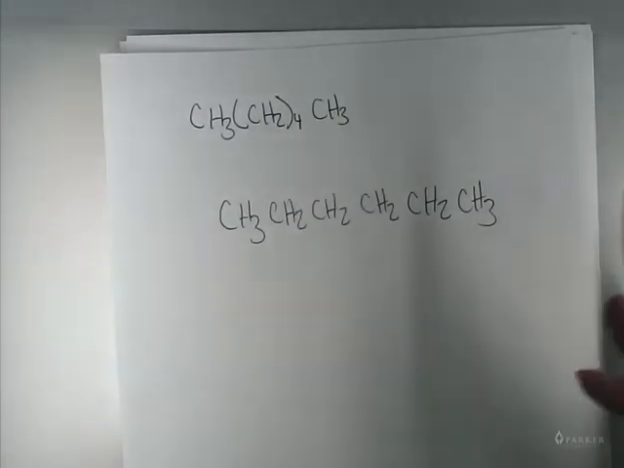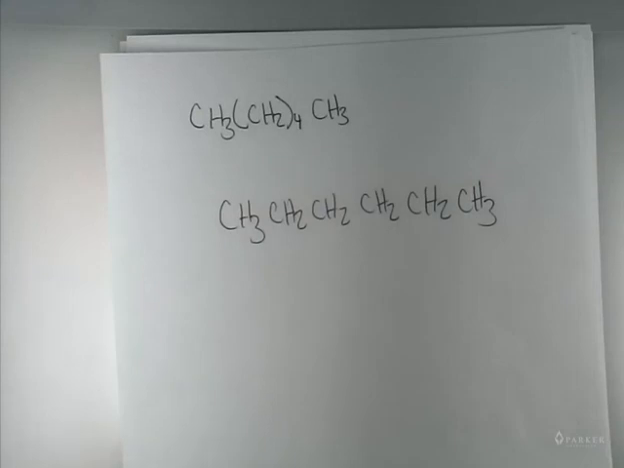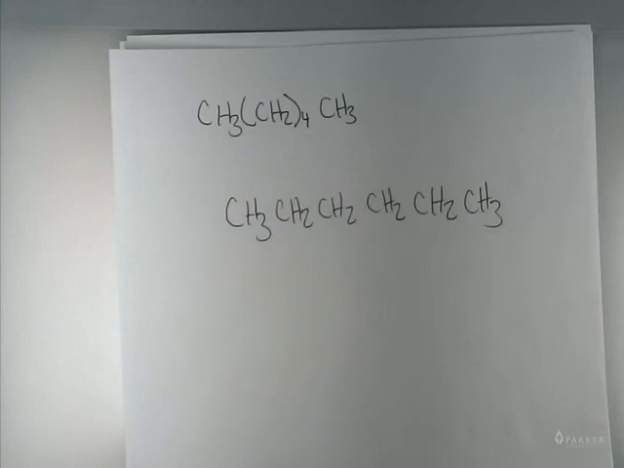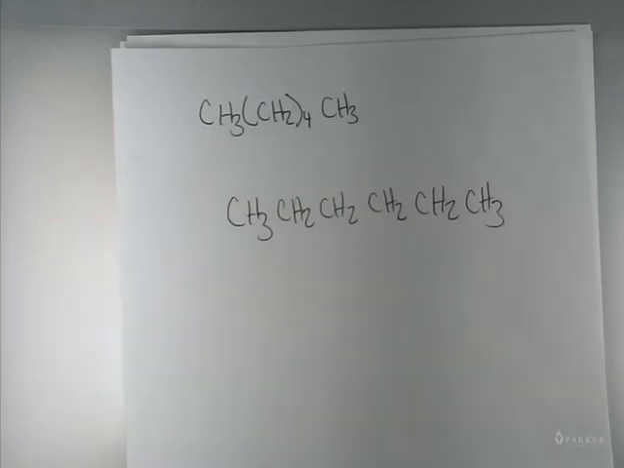Any other thing in parentheses means it's branching off. The one exception is CH2, which just means it's in a line. There's that many CH2s connected together. And I think those are really the two things that come up there.